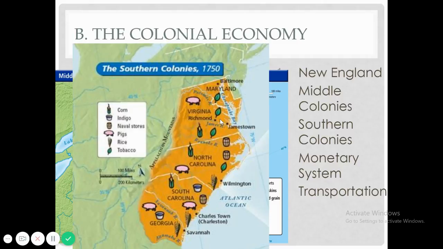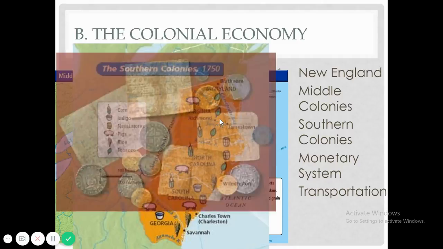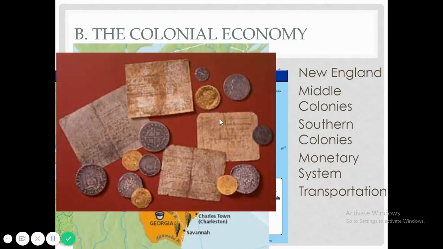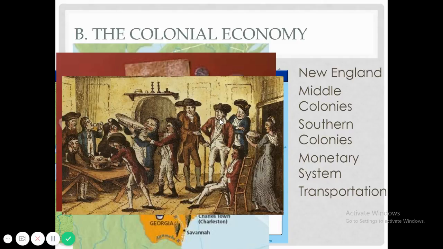And so as people start to travel overland, we start to see taverns pop up. And these taverns would provide food, they would provide lodging, but they would also become social centers where news would be exchanged, politics would be discussed, and of course, whiskey would be drunk.